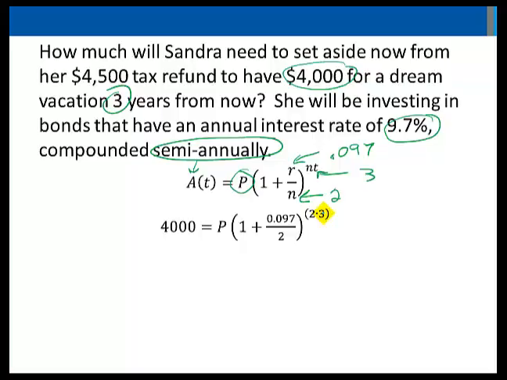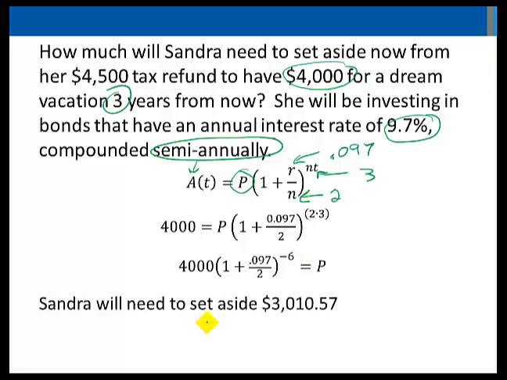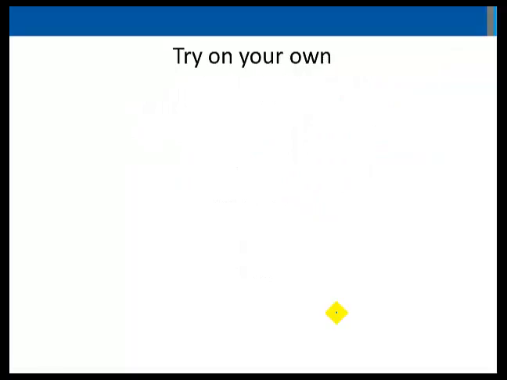And I want to isolate P here. I can do that by dividing both sides of my equation by (1 plus 0.097 over 2) raised to the power of 6. Dividing 4,000 by a quantity raised to the power of 6 is the same as multiplying 4,000 by that quantity raised to the power of negative 6. So I will solve for P equal to 4,000 times (1 plus 0.097 over 2) raised to the power of negative 6. I find that Sandra will need to set aside $3,010.57.